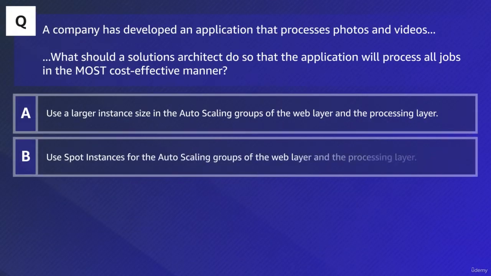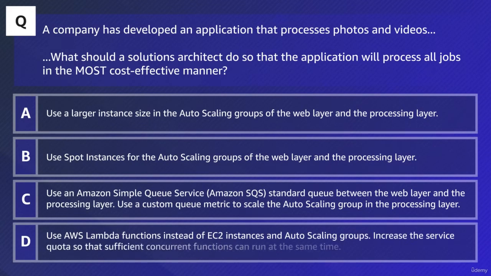A. Use a larger instance size in the auto-scaling groups of the web layer and the processing layer. B. Use spot instances for the auto-scaling groups of the web layer and the processing layer. C. Use an Amazon Simple Queue Service standard queue between the web layer and the processing layer. Use a custom queue metric to scale the auto-scaling group in the processing layer. D. Use AWS Lambda functions instead of EC2 instances and auto-scaling groups. Increase the service quota so that the sufficient concurrent functions can run at the same time.